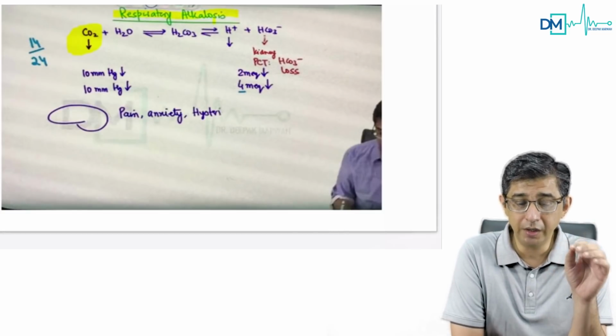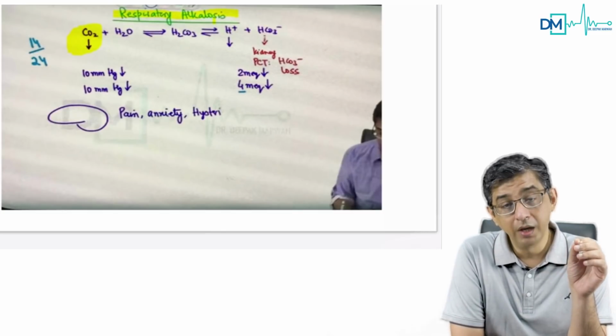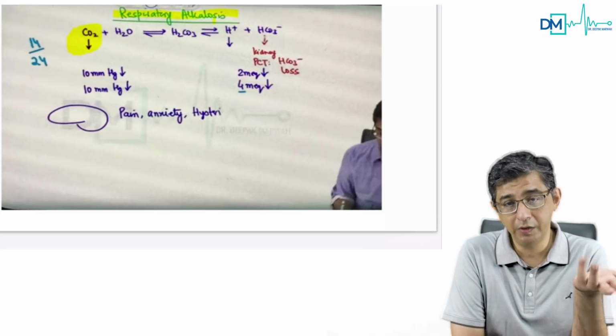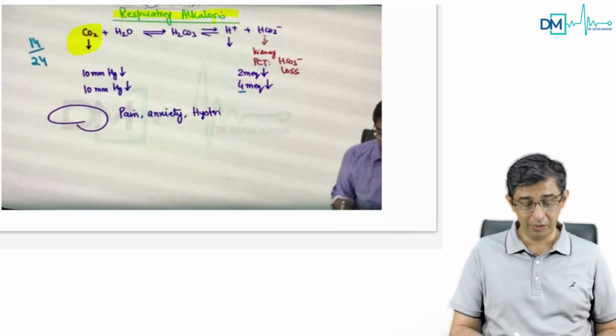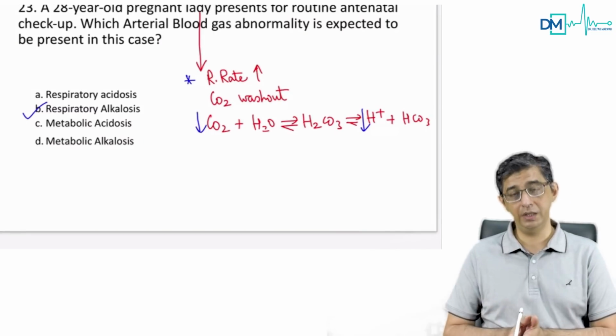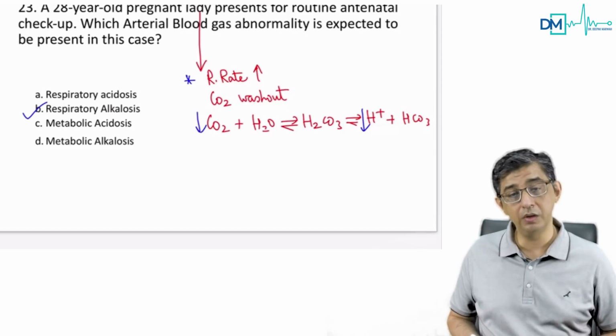There are two lectures on arterial blood gas analysis. You would understand very basic data for it, and I've just put a snapshot from there. I've described respiratory alkalosis, respiratory acidosis, metabolic alkalosis, and metabolic acidosis. The bottom line is hyperventilation causes carbon dioxide washout. Less carbon dioxide causes less protons, so respiratory alkalosis.